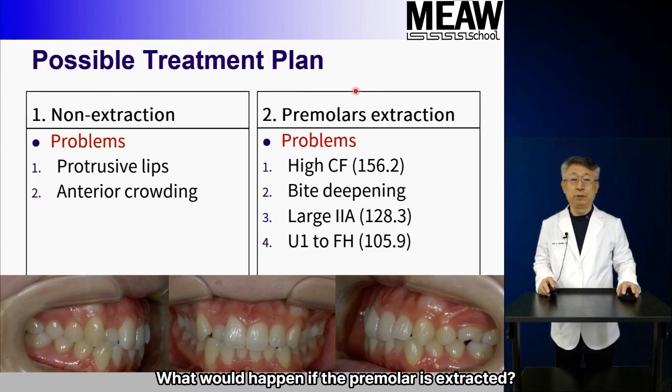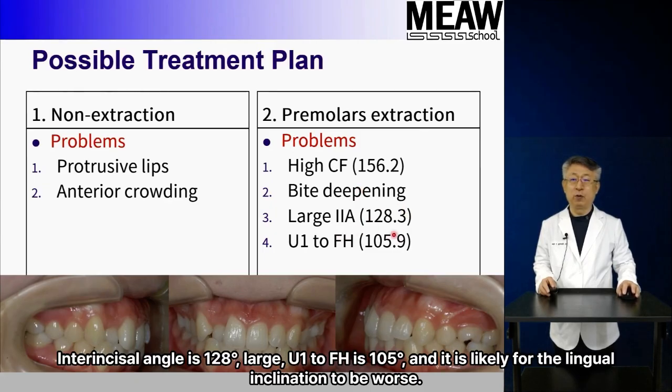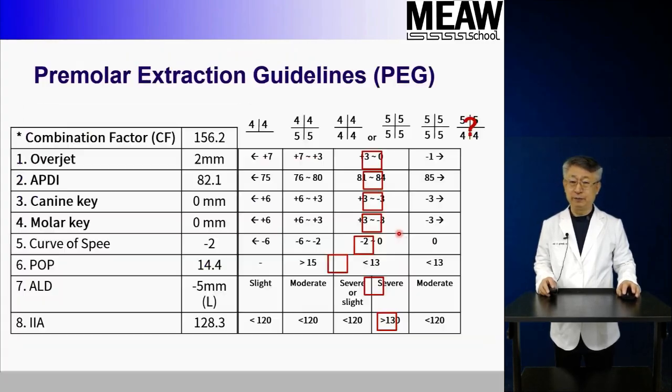What would happen if the premolar is extracted? The combination factor is large. Bite will deepen. Interincisal angle is 128. Large. U1 to FH is 105, and it is likely for the lingual inclination to be worse.